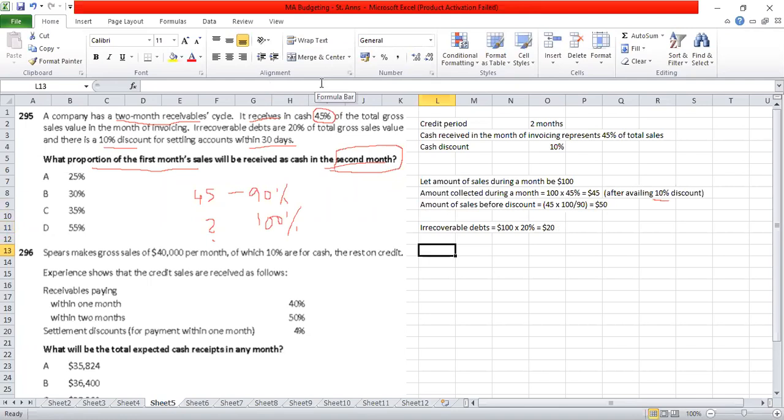So amount received in the second month is equal to, out of total 100, $50 worth of it is already collected during the first month, minus $20 would not be collected because of bad debts. So how much is received? It would be only 30 in the second month. So here they are asking us proportionately what percentage. So proportion would be 30 out of 100, is 30%.